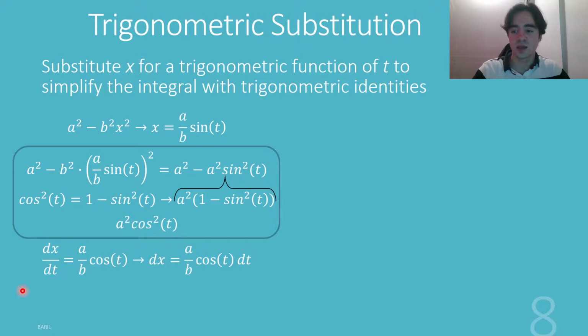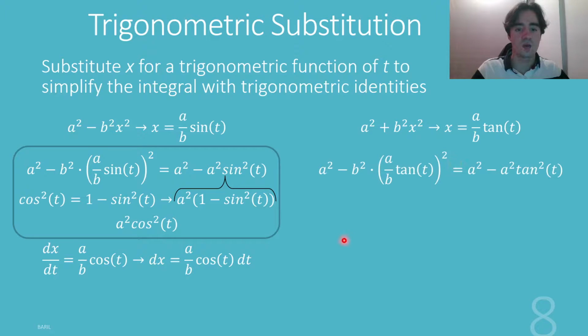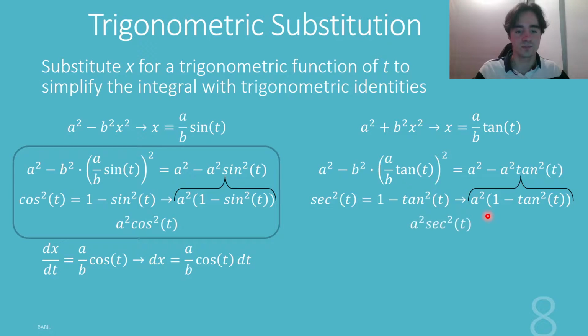And we can then do dx over dt because it's a function of t, and then isolate for dx so that we'll be able to substitute dx into the original integral. Then for a squared plus b squared x squared, we can substitute for a over b tan t. So it's going to look like this once we substitute into the original expression. And using the identity 1 plus tan squared equals sec squared, we can simplify it down to this.